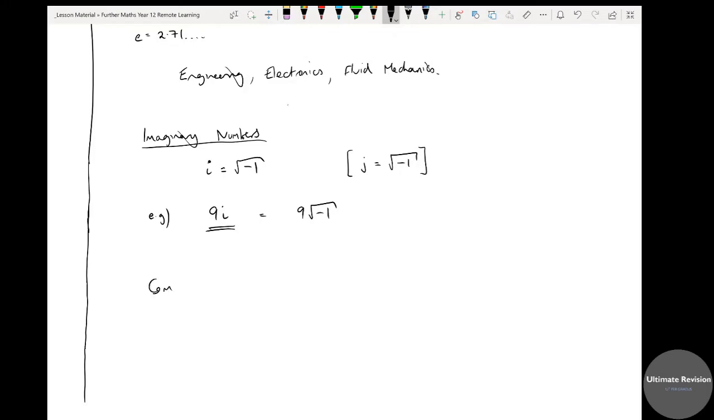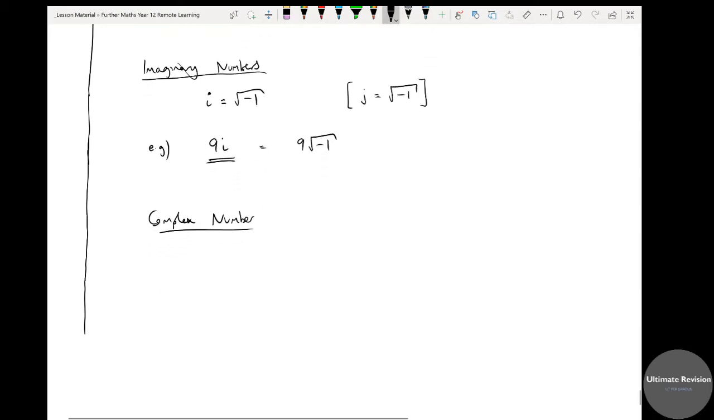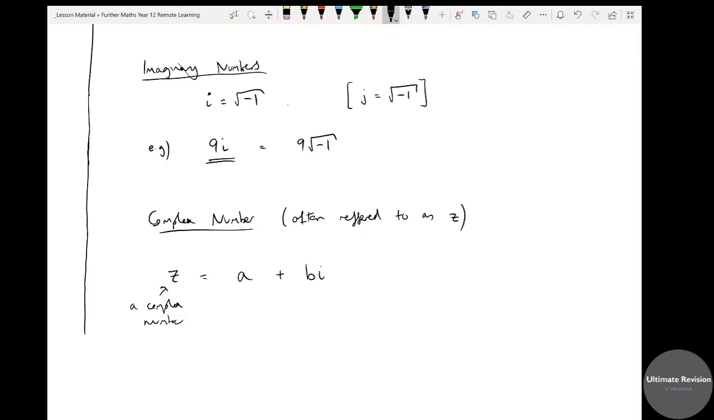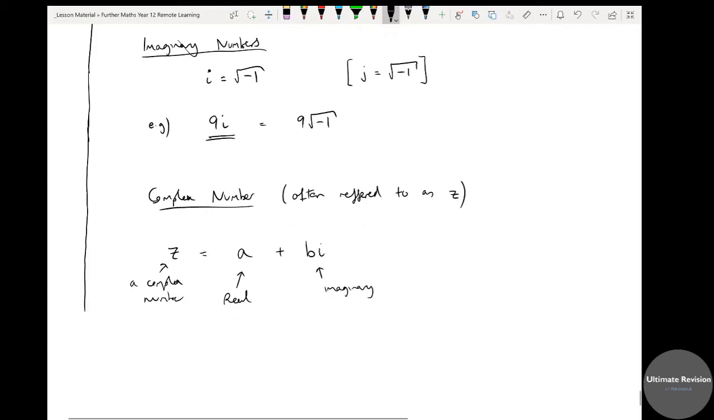Complex numbers are slightly different, so you do need to know the difference between them. A complex number is slightly different to an imaginary number because it has two parts. A complex number is often referred to as z. z is often denoted as a complex number. And so a complex number z is equal to a real part plus an imaginary part. So this is real plus an imaginary. Okay, so that's all a complex number is.